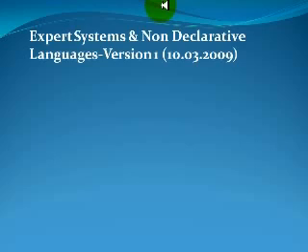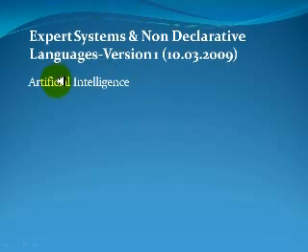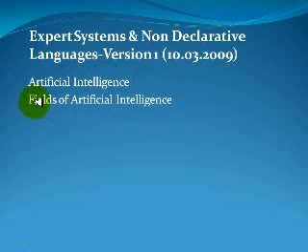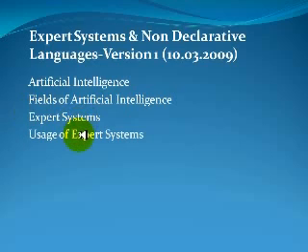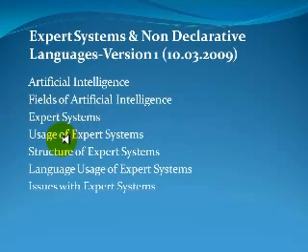Before moving on to the depth, let's take a quick look at the areas covered in version 1. Artificial intelligence and the usage of artificial intelligence. Expert systems and the language usage in expert systems. Then issues arise with the current expert systems. So we have introduced a new solution to these problems.